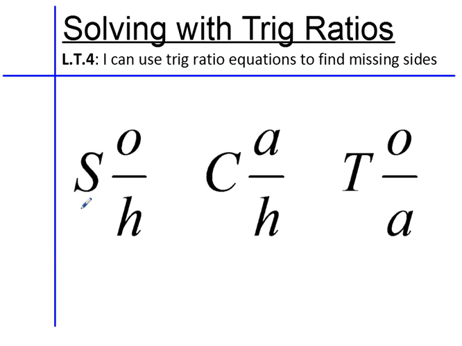To solve with trig ratios, let's remind ourselves what the trig ratios are. The different trig ratios are sine, cosine, and tangent. Sine is opposite over hypotenuse, cosine is adjacent over hypotenuse, and tangent is opposite over adjacent.